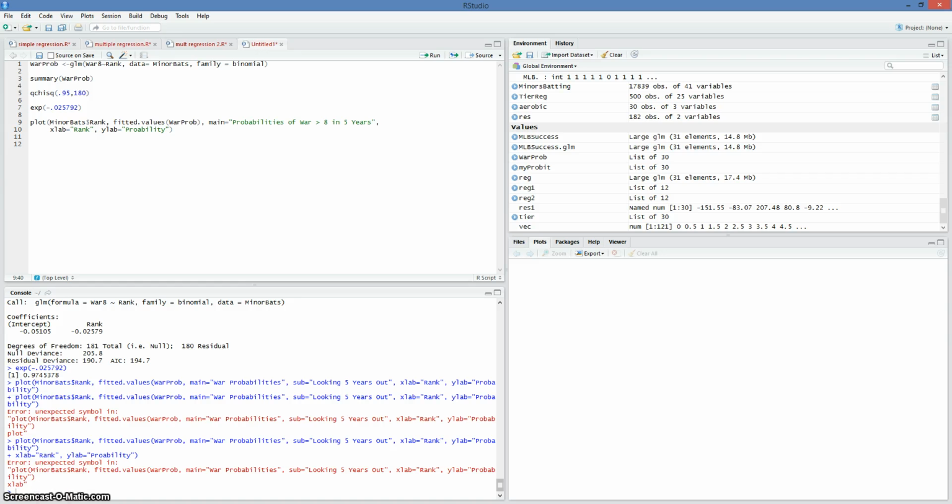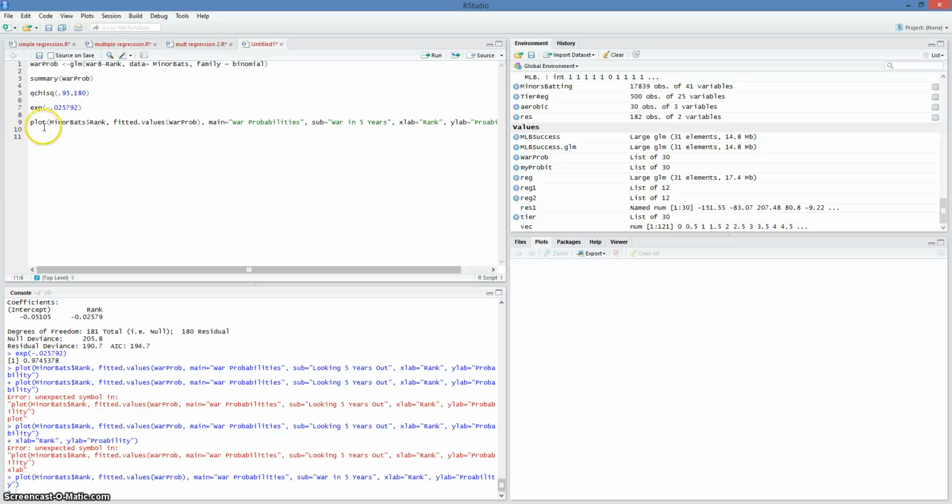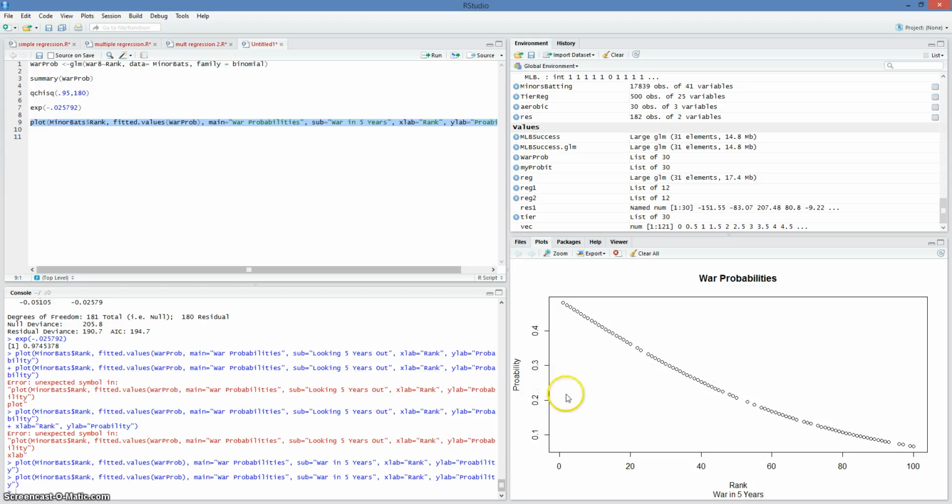I'm just going to pause this real quickly. Okay, the code is debugged, so let's go ahead and run this. Now we have this beautiful looking graph, and we want the WAR probabilities for the probability and the rank. So given a rank, say for instance 1, there's a probability that looks like about above 0.4 of having WAR in 5 years greater than 8.